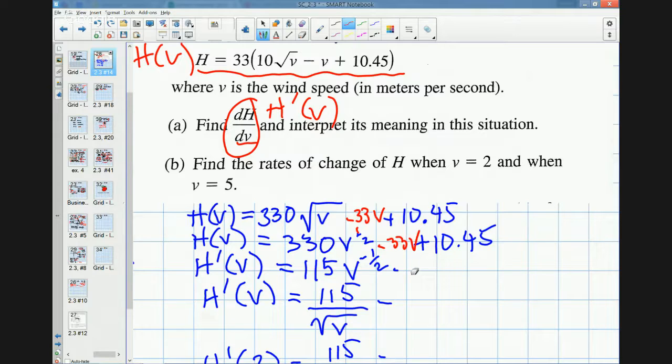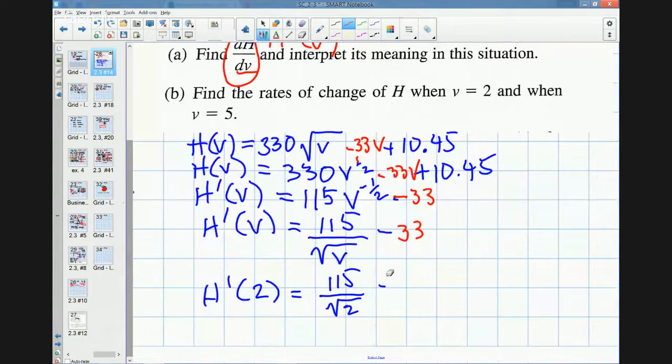And then when you take the derivative, you get minus 33 here. There's our derivative.